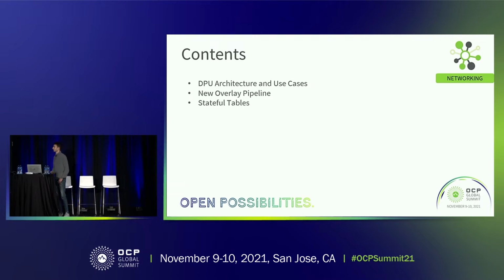Next, we are going to look at how we can implement a new overlay pipeline for SAI for DPU. What are the APIs and also infrastructure for that, and what are the differences from the network switch as well. And also, as the last but not least topic, we will cover the elements that are more common to the DPU, like stateful tables. I wouldn't say they are exclusive to the DPU, but they are definitely more common.